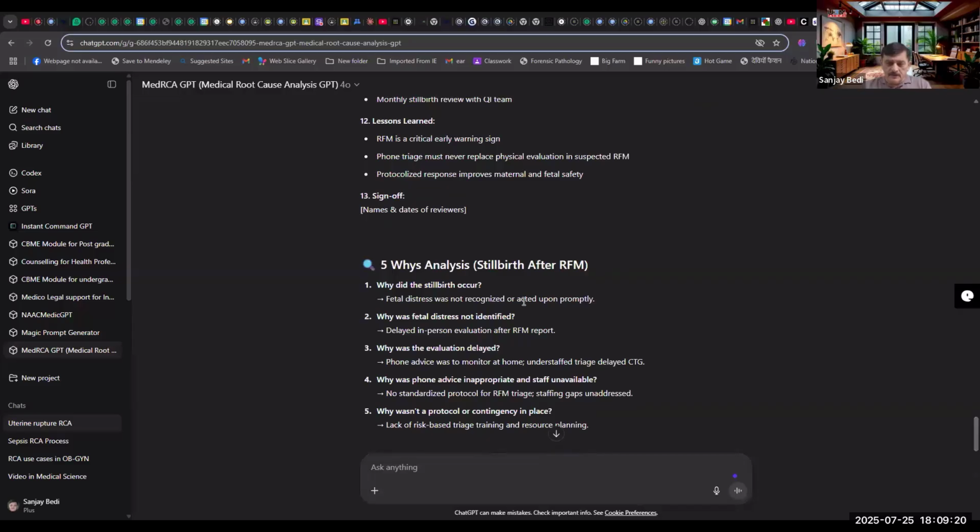Why did the stillbirth occur? Fetal distress was not recognized or acted upon. Why was fetal distress not identified? Delay in in-person evaluation after the RFM report. Why was the evaluation delayed? Because phone advice was to monitor at home and understaffing delayed the CTG. Why was the phone advice inappropriate and staff unavailable? Because there was no standardized protocol for RFM triage. Staffing gaps are unaddressed. Why wasn't there a protocol?